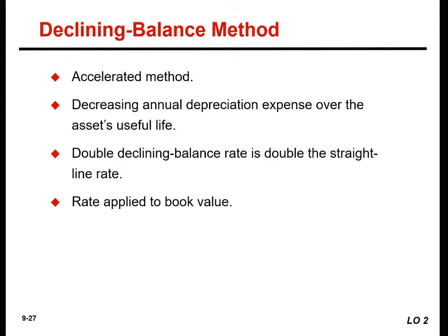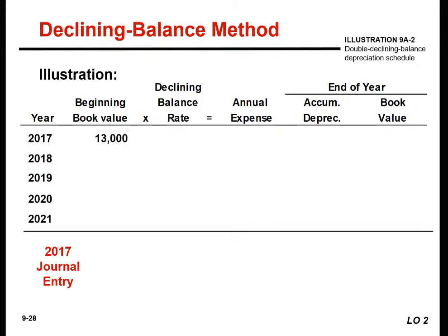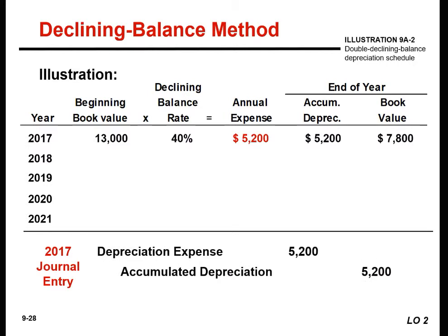So let's look at how that would work. We have a beginning book value of $13,000 for this truck. We're using a declining balance rate of a double declining, so that is 20% multiplied by 2, so multiplied by 40%, giving us an annual expense in the first year of $5,200. We would post $5,200 to our accumulated depreciation and $5,200 to our depreciation expense. We'd have a new book value of $7,800.